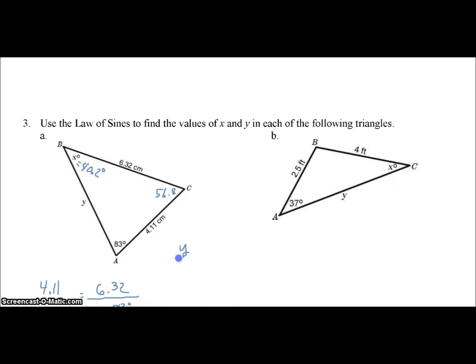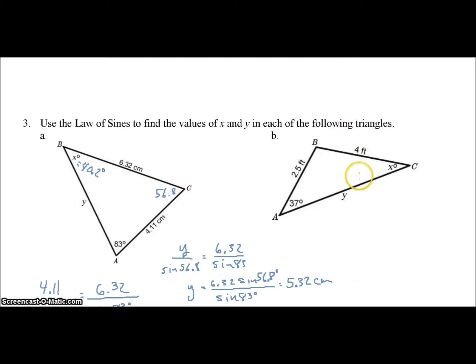So that means y over sine of 56.8 equals 6.32 over sine of 83, which means y equals 6.32 sine of 56.8 over sine of 83. And I got 5.32 centimeters. So the new thing about that problem was using the inverse sine to find angle x.